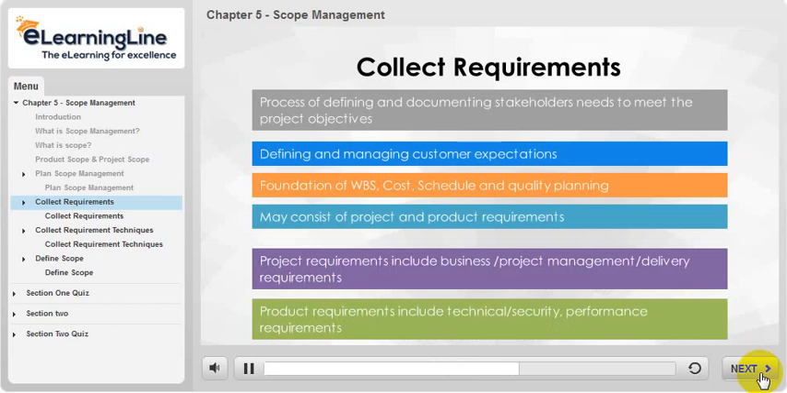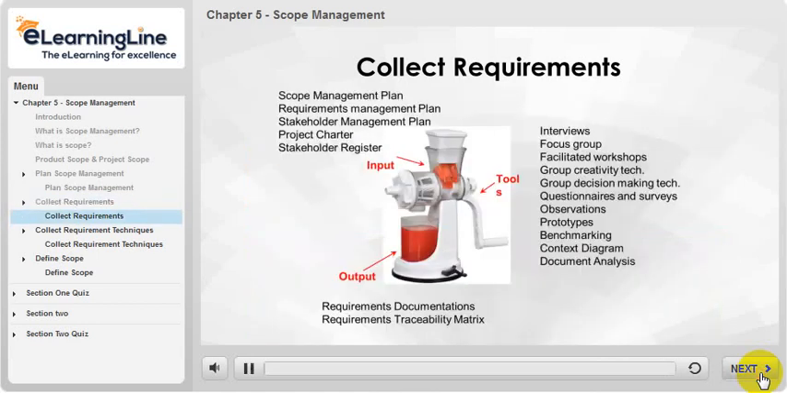Third step, we will understand product and project requirements, which we already discussed a couple of slides ago. A project requirement is the work that needs to be accomplished to deliver a product, service, or result with the specified features and functions. It can be business requirements, project management requirements, or even delivery requirements. On the other hand, product requirements are the features and functions that characterize a product, service, or result. They include technical requirements, security requirements, performance requirements, etc. Let's go into more detail in the next.